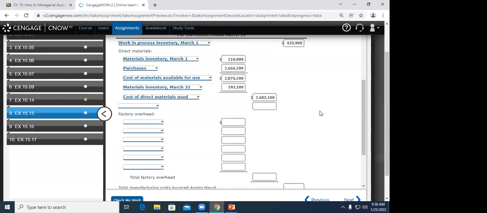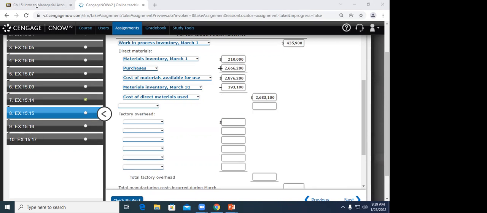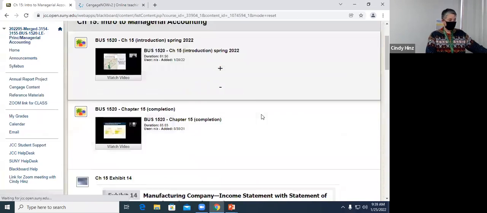I have a question, Cindy. Okay. To get that cost of direct materials used, you just take the last two bottom ones, right? And subtract those to get the cost of direct materials. Yep, so we added those two to get the 2,876,200, and then here we subtracted the ending inventory to get the direct materials used. Okay, thank you. Yeah, I'm glad you asked, Jamie. And just as a reminder, if I go back here.